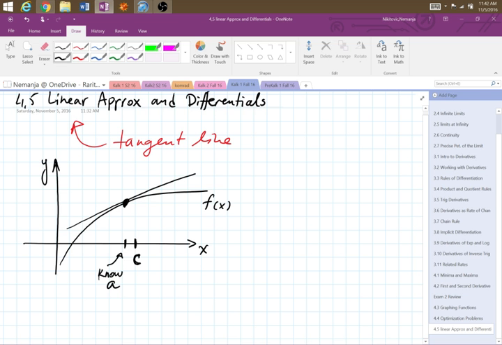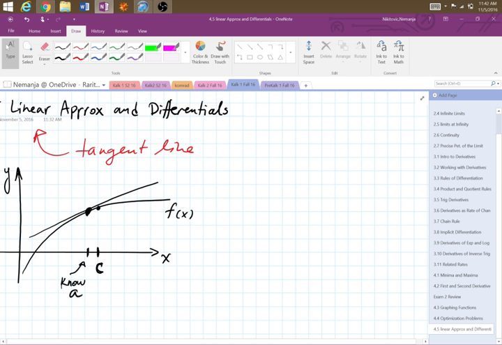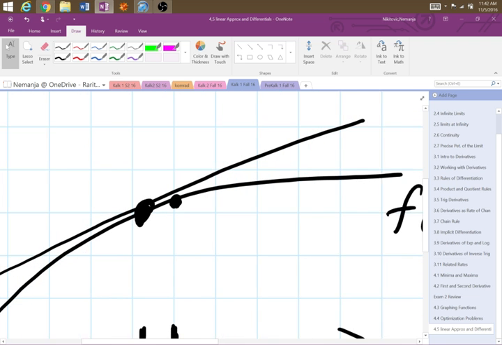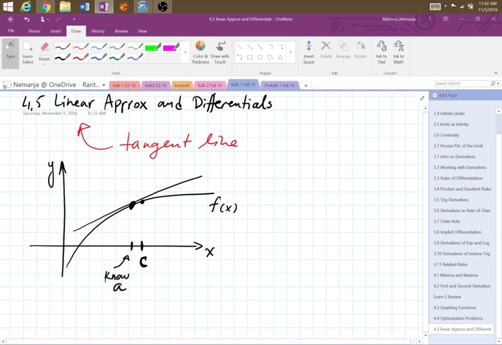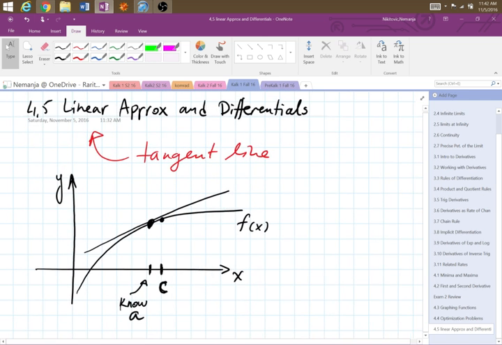So if you are to try to find what is this y value here, look, I'll zoom in. You see that the y value on the tangent line is pretty much the same number. Well, it's not the same, obviously, but it's close. So this is what we are doing with this section.